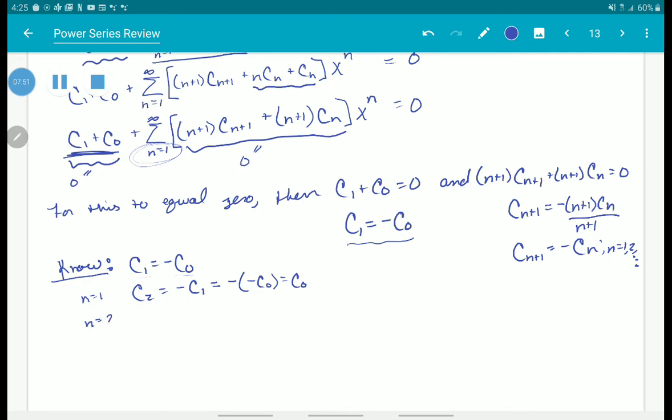If n is 2, going back to this, C3 would be equal to negative C2. But we know C2 was C0, so we're going to get a negative C0. You can see the pattern that's coming out with those coefficients. Let's do one more just for good measure. If we substitute a 3 in, that's going to give us C4 is equal to negative C3. But we said C3 was negative C0, and that's going to give us a positive there.